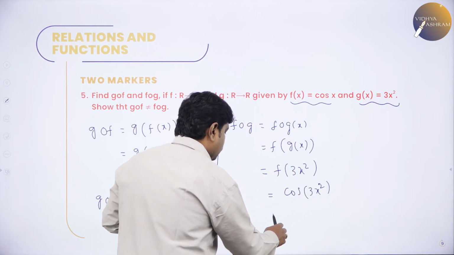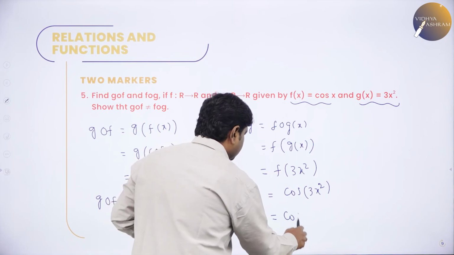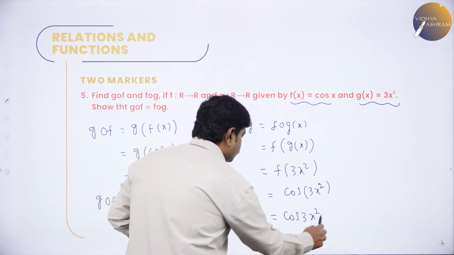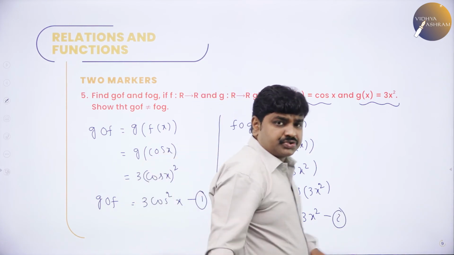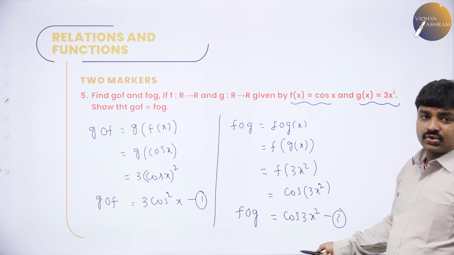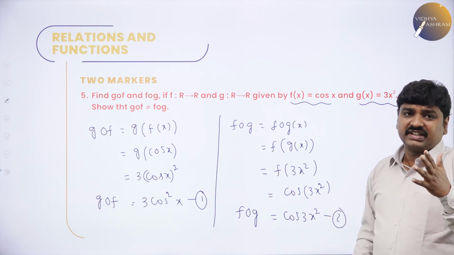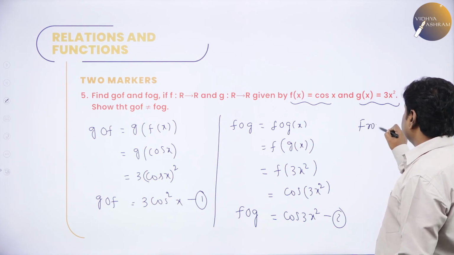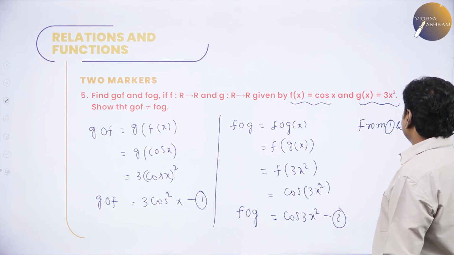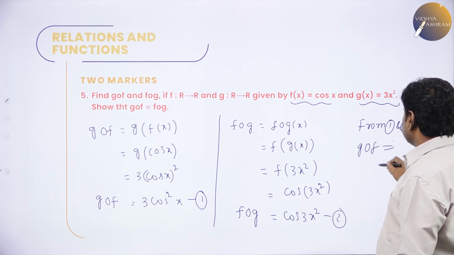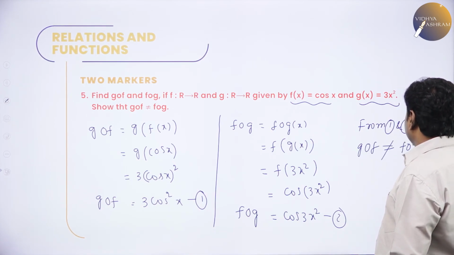So now cos of 3x square, we cannot further simplify. This is cos 3x square. This is FOG. Call it equation 2. So observe equation 1. What is equation 1? 3 cos square x. What is equation 2? Cos 3x square. Are they same? All of you know cos 3 theta is not 3 cos theta. So they are not same. So from equation 1 and 2, GOF value is not same as FOG value. Hence the proof.